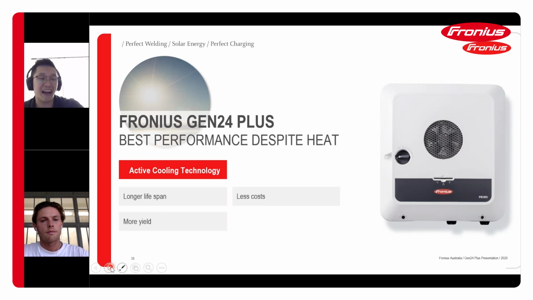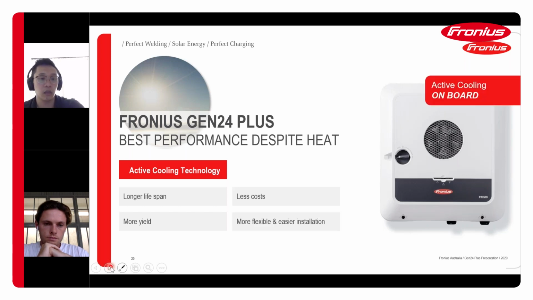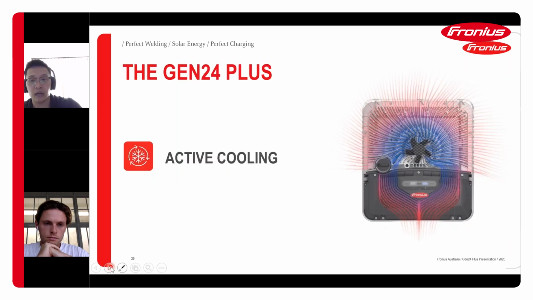So you can see that we have a high input current. Because we have this active cooling, we can harvest this high input current. All right, so here you can see the new design of the Gen24. With this type of cooling system, with this new heat sink, we don't need to run the fan at 100% of its capacity because with this new cooling technology, it's more efficient.